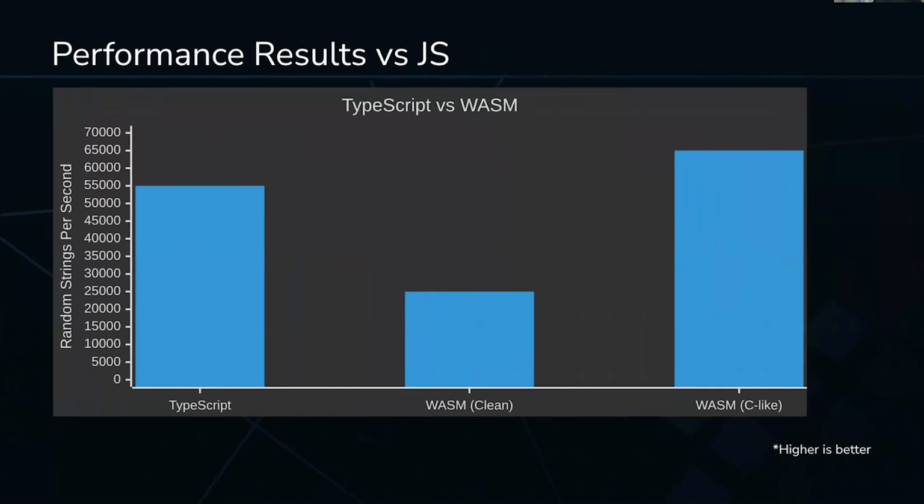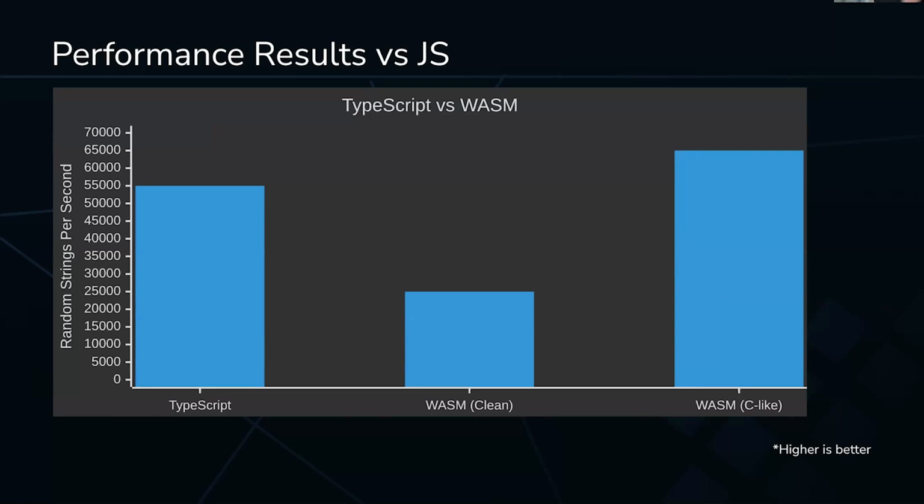This is the benchmark using TinyMT for everything. 55,000 random strings per second for TypeScript. These are like 1,000 character long strings. 25,000 for a clean code way in C++, and 65,000 for a C style of writing things in C++. That is quite the difference in performance just doing a small change.